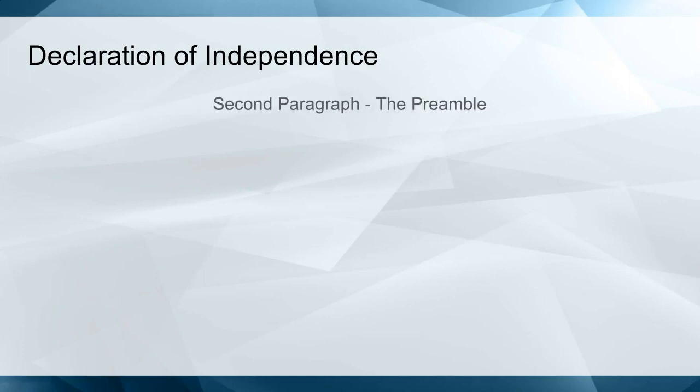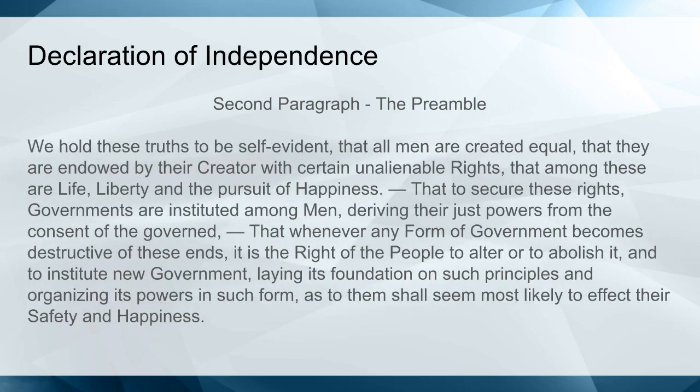Perhaps the most cited part of the Declaration of Independence is going to be the second paragraph, also referred to as the preamble. And this is where the Second Continental Congress lays out its objections to British rule, and this will become the philosophical justification for the American Revolution. We hold these truths to be self-evident, that all men are created equal, that they are endowed by the Creator with certain unalienable rights, that among these are life, liberty, and the pursuit of happiness.